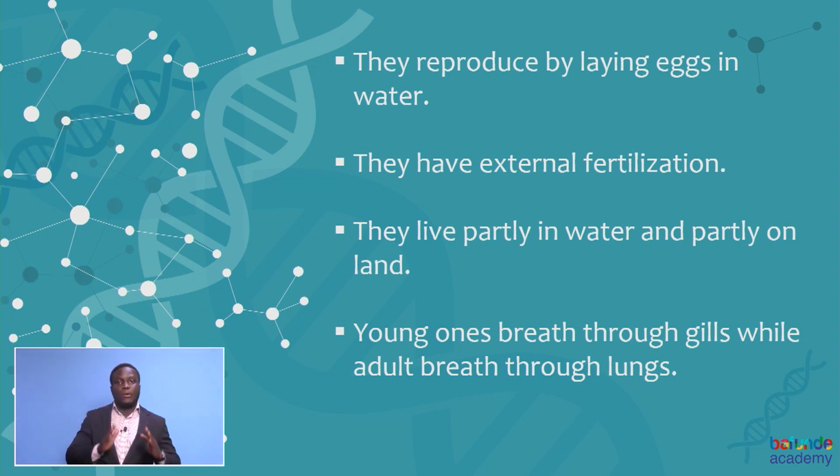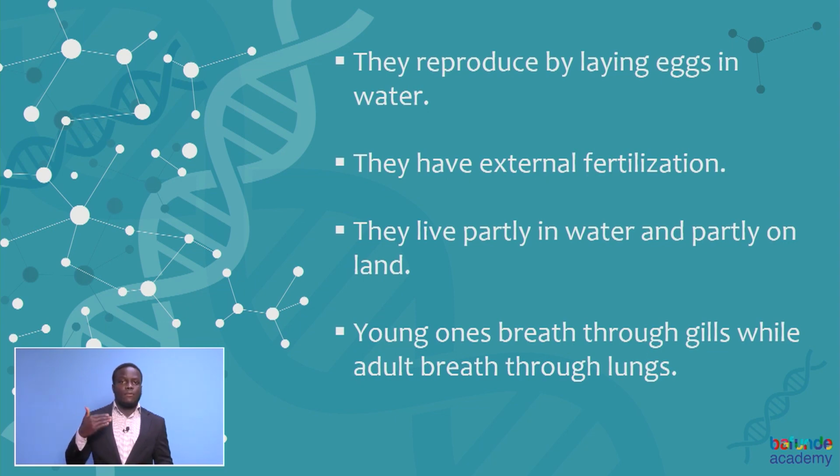We said that reproduction is a characteristic of animals. So amphibians reproduce by laying eggs in water. And then they have an external form of fertilization. And this fertilization, which is the process of the male reproductive cell combining or fusing with the female reproductive cell, occurs in water. So most amphibians live partly in water and on land.